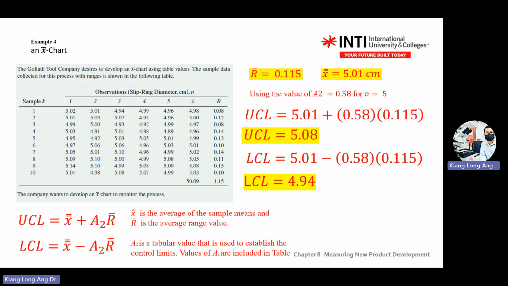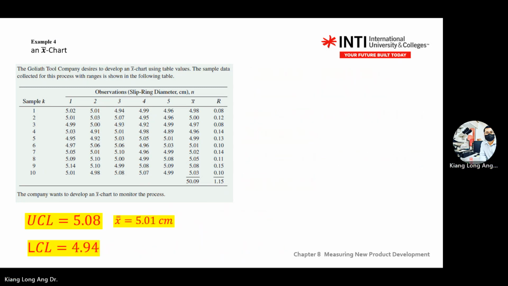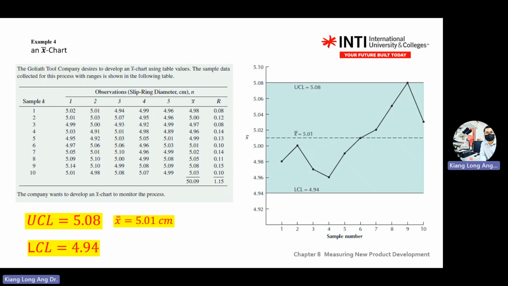Okay. What is so special about this mean chart is that when you don't know the standard deviation, or the question says they don't have the standard deviation for the sample, then you refer to the table by using the A value from the table. Okay. So in this case, when you plot the graph, you will see the process is in control.